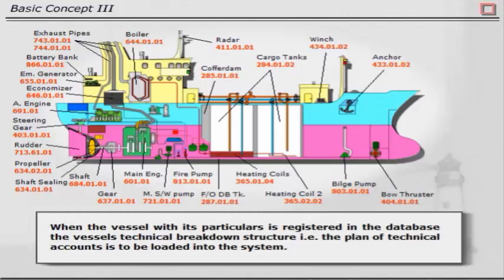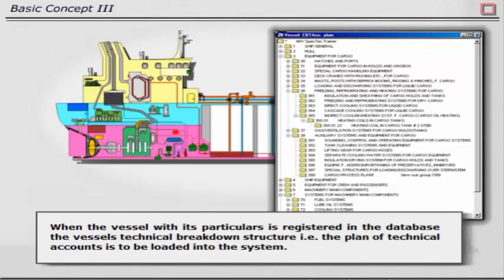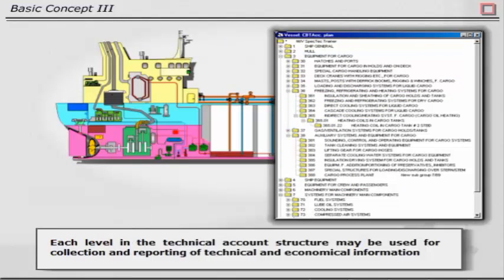When the vessel with its particulars is registered in the database, the vessel's technical breakdown structure, that is the plan of technical accounts, is to be loaded into the system. Each level in the technical account structure may be used for collection and reporting of technical and economical information.